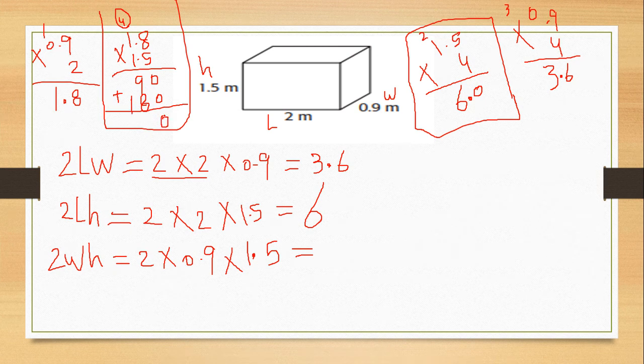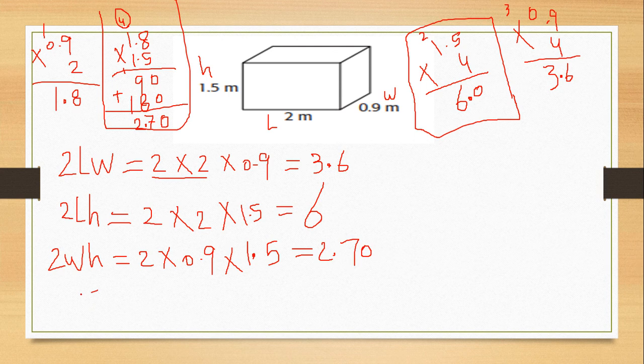0 plus 0 equals 0. 9 plus 8 equals 17. 7, carry up 1. 1 plus 1 equals 2. Okay, we will put the decimal point here. We have the decimal point after 2 digits, so in the result we will put it after 2 digits. So it will be 2.7.